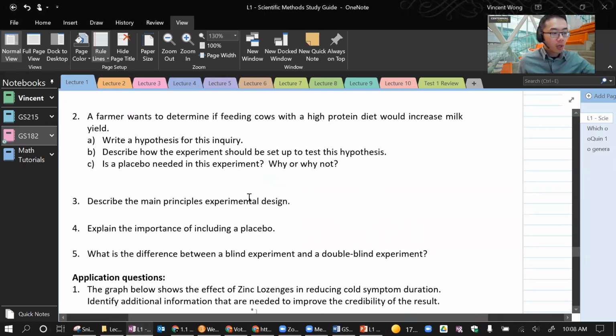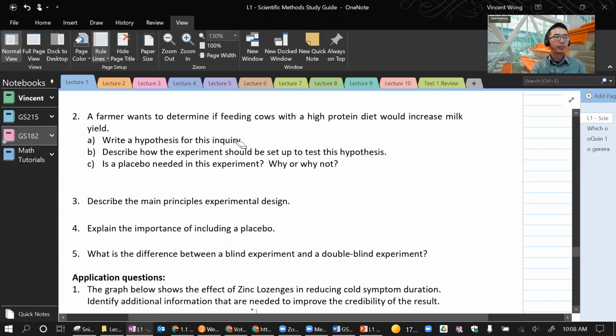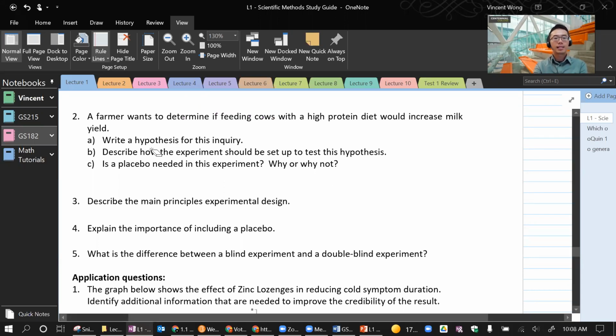Next one. A farmer wants to determine if feeding cows with high protein diet would increase milk yield. So hypothesis, what is the hypothesis here? Again, the hypothesis should be the easy part, right? You either can say feeding the cows with high protein diet will increase milk yield, or you can say it will not. Either of them is okay, right? A hypothesis is just a guess, right? An educated guess. Some people say a tentative answer. So that's the hypothesis. It will or it will not.